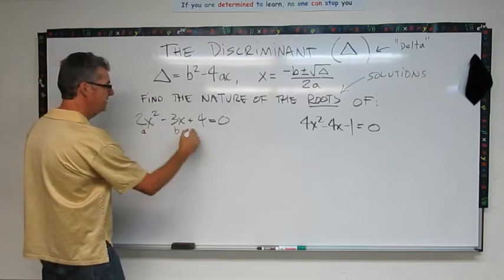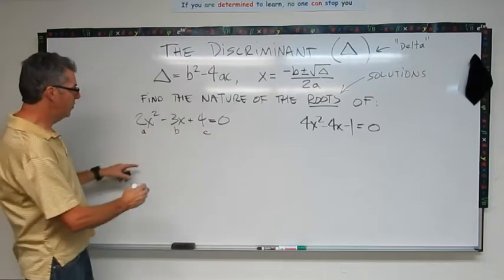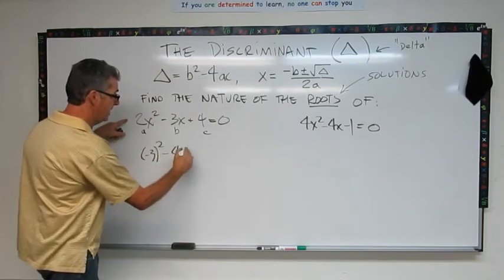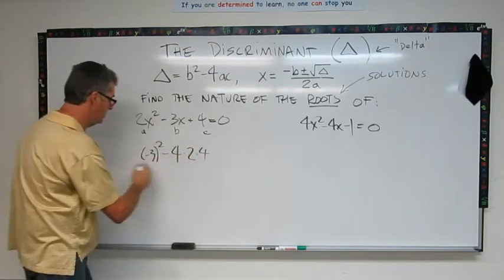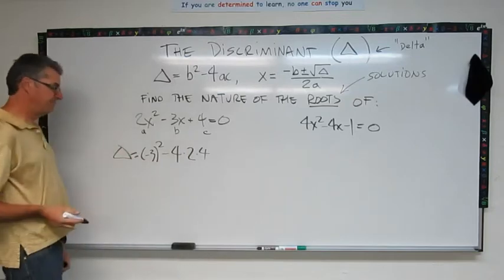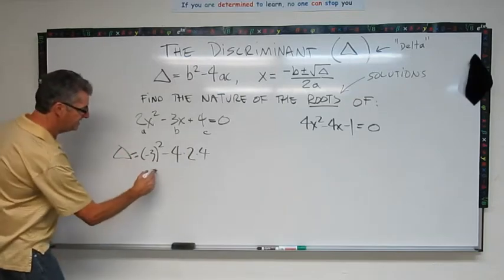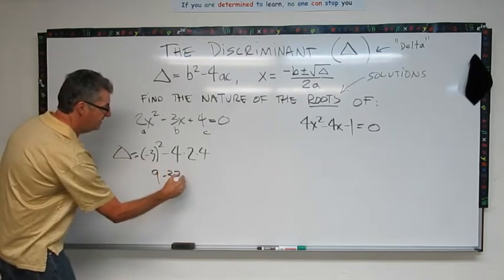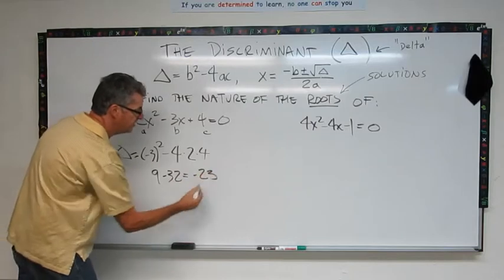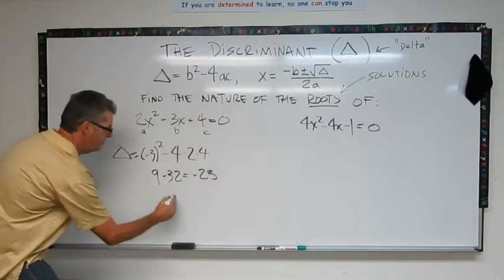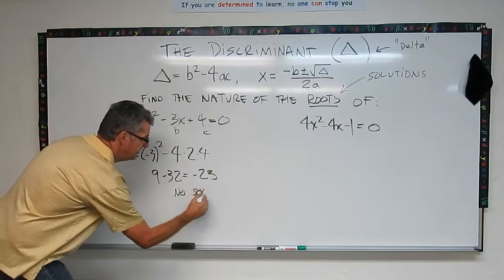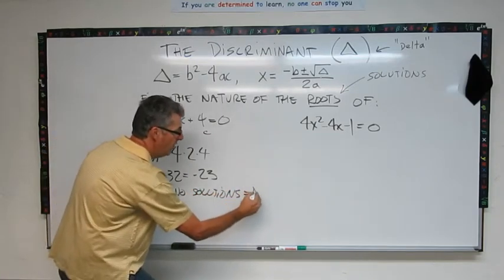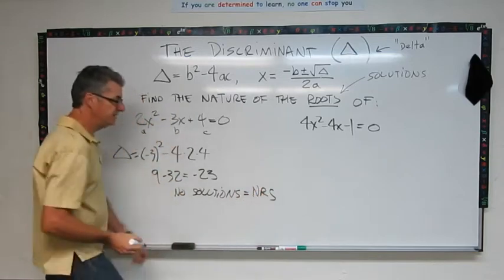A, B, C. b squared minus 4ac: 3 squared minus 4 times 2 times 4. This is the discriminant. Equals that. Finish her off. That's 9 minus 32. That's going to be negative 23. What does that tell us? No solutions. I've seen this too: no real solutions.